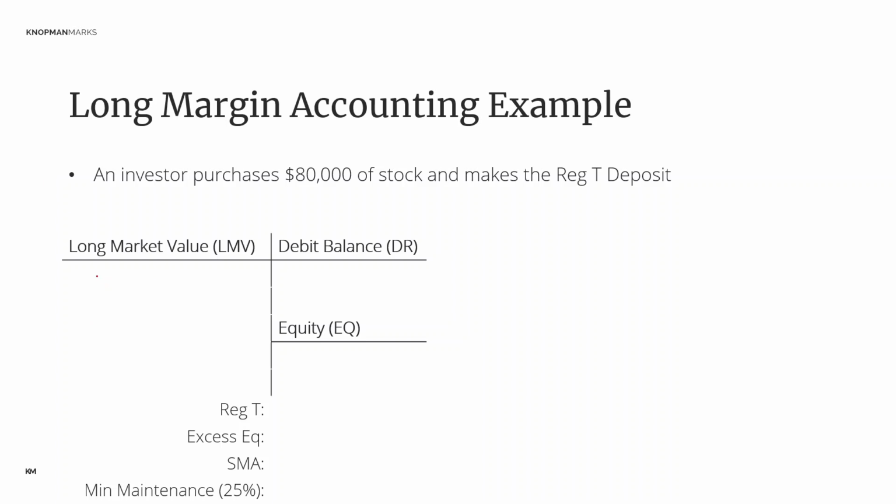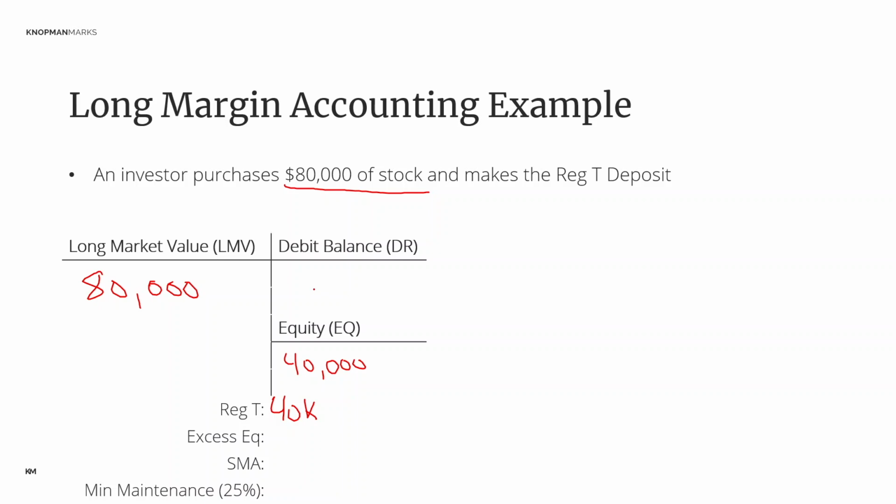What do you know? The long market value is $80,000. How do you know that? Because I told you so. I told you we bought $80,000 worth of stock. Now, we need to meet Reg T. Reg T, remember, that's your down payment. Reg T is 50%. So you need to put up $40,000 of cash. That's your equity. That's your down payment. You put up $40,000 of equity.